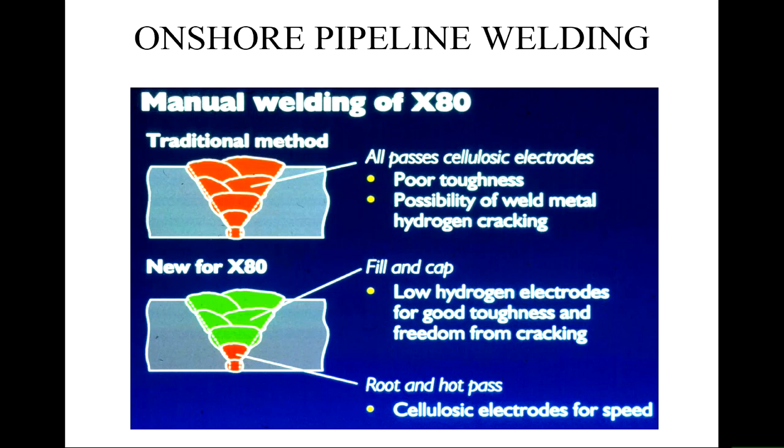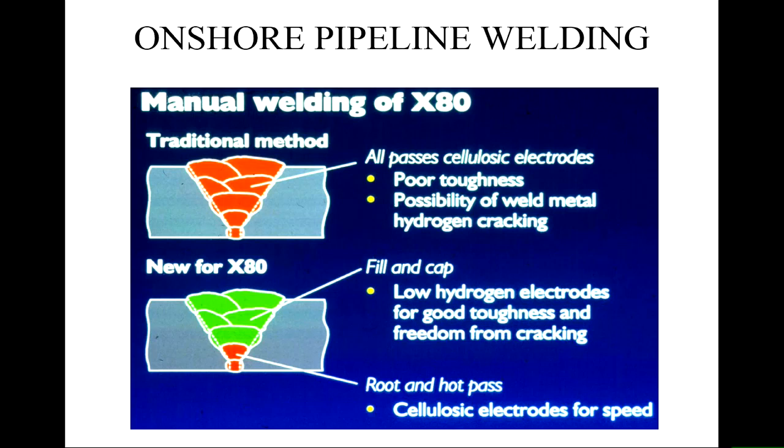So the traditional method for welding X80 was just to have cellulosic electrodes used all the way through. And that gave poor toughness and hydrogen embrittlement problems. And so for a long time, X70 was about the limit of what people would weld in service because of the use of these cellulosic electrodes.